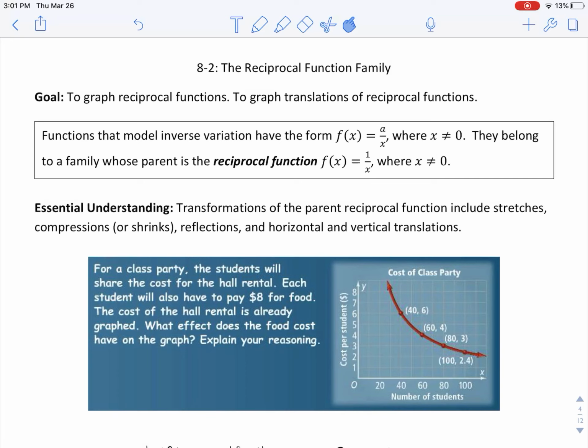They belong to a family whose parent is what's called the reciprocal function. Now, the reciprocal function's parent function is f of x equals 1 over x, or in other words, y equals 1 over x, and again, x cannot be 0, otherwise it would be undefined.